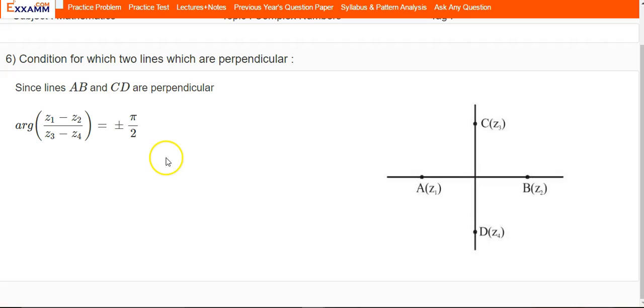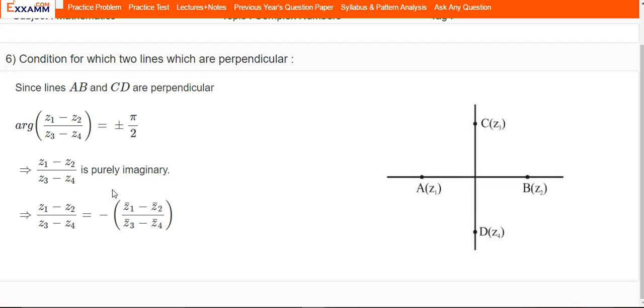So when is this case true? When the number is purely imaginary. When it is purely imaginary, then what is the condition? Then the sum of the complex number with its conjugate is equal to 0. So if earlier it was equal to the conjugate, now it is equal to minus of its conjugate. So (z1 minus z2) upon (z3 minus z4) is equal to minus (z1 bar minus z2 bar) upon (z3 bar minus z4 bar). This way we get the condition for two lines to be perpendicular when 2 points on each line are given in the complex plane.